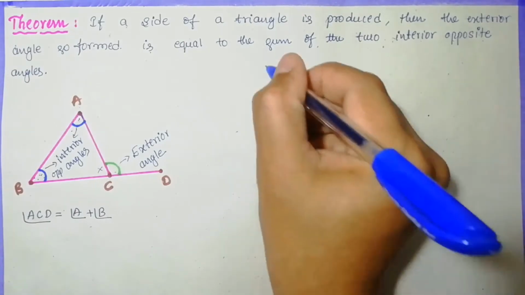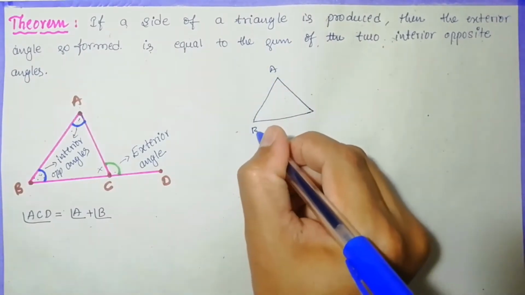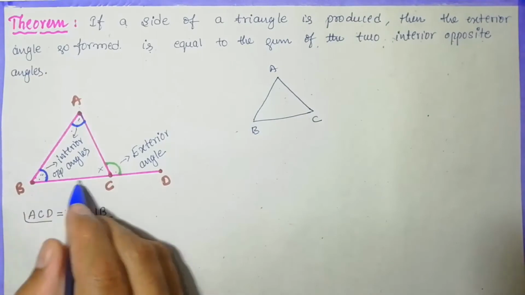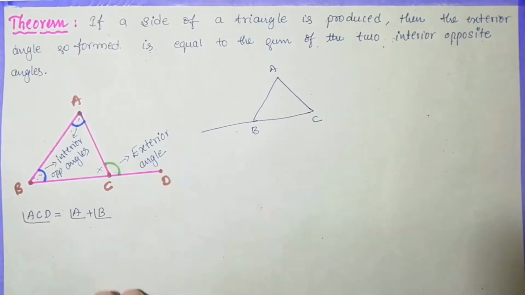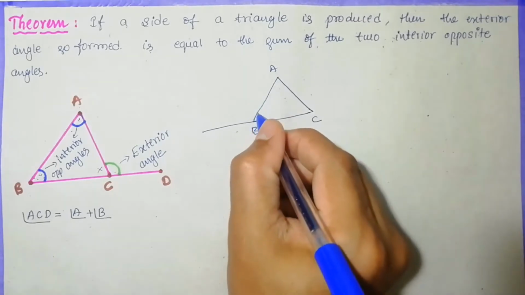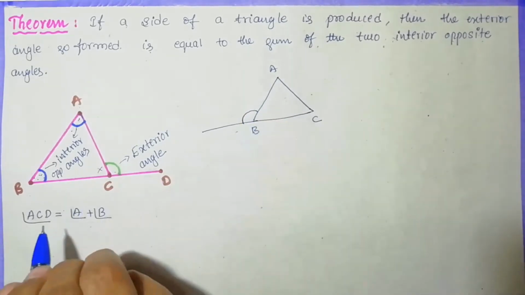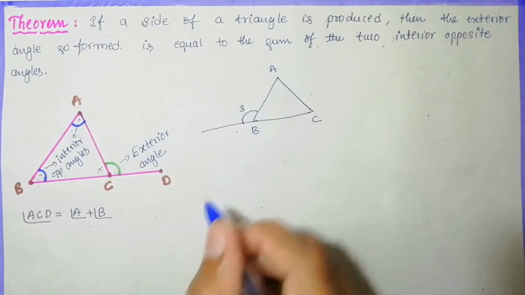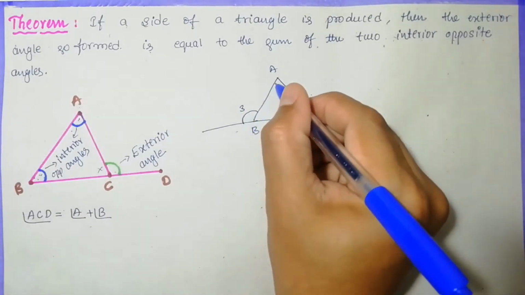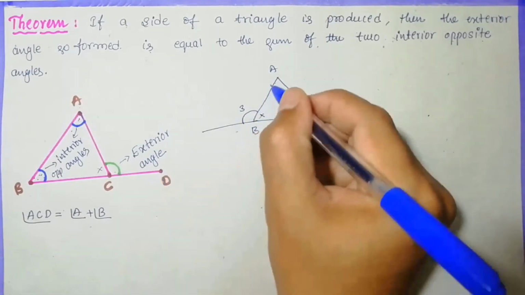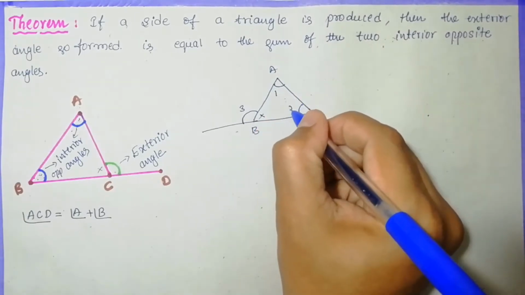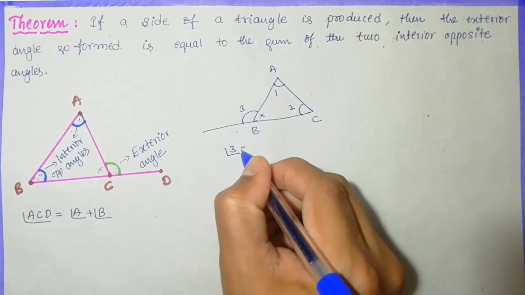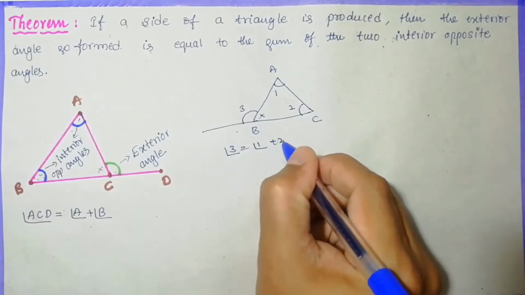So this is actually what? A, B, C. I told you, you can extend BC in this direction also. If you extend in this direction, you will get a line like this. Now look at here. So this is actually what? Exterior angle. Okay, I'm going to put this one as angle 3. So now this is equal to what? Interior opposite angle. So neglect this one. Consider this one and then this one. I'm going to put this one as 1 and 2. So therefore angle 3 is equal to angle 1 plus angle 2.